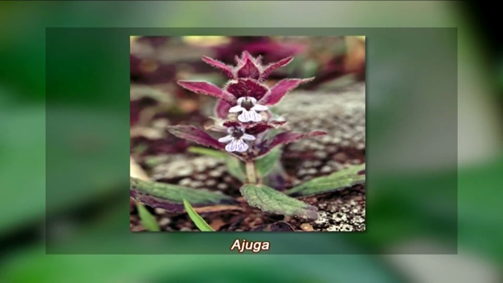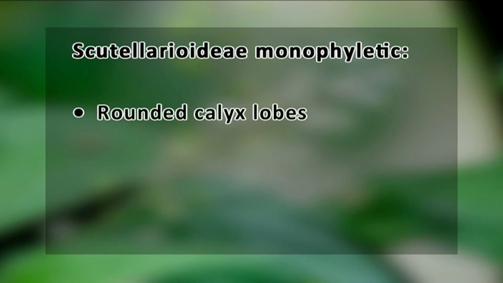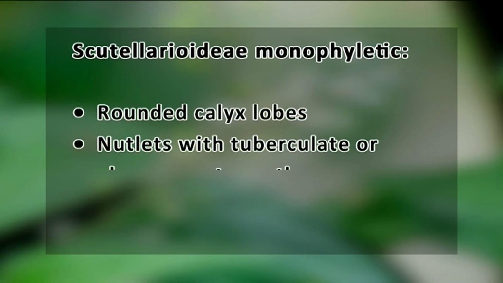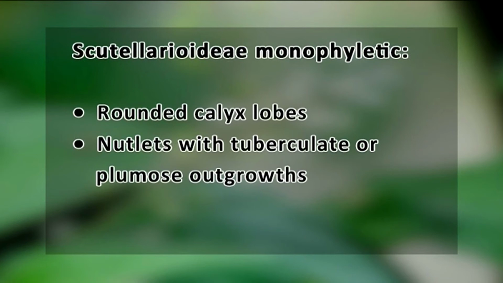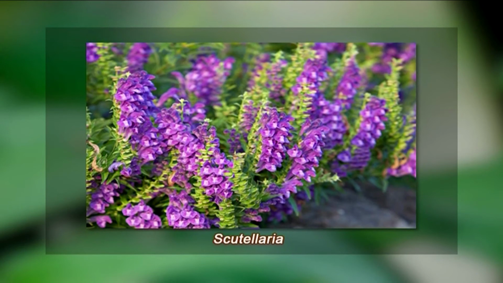Again, this Ajugoideae clade includes common genera like Callicarpa, Clerodendrum, Tichorium, Ajuga, and other relatives. Another monophyletic group in addition to Ajugoideae is Scutelloideae. It is recognized on the basis of characters like rounded calyx lobes and nutlets with tuberculate or plumose outgrowths. This Scutelloideae includes genera like Scutellaria and their relatives.